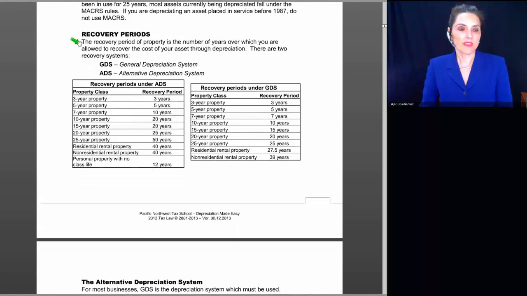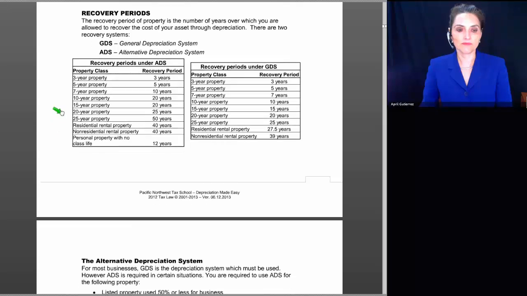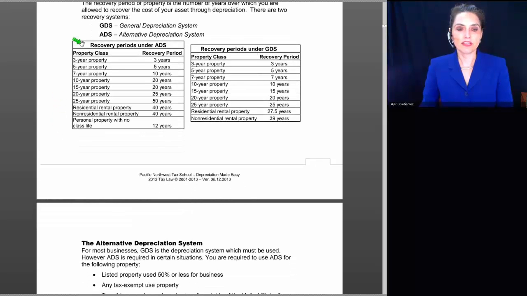Recovery periods. The recovery period of property is the number of years over which you are allowed to recover the cost of your asset through depreciation. There are two recovery systems: GDS, which is the General Depreciation System, and ADS, which is the Alternative Depreciation System. Here we have recovery periods under ADS, and in the next box we have recovery periods under GDS. Most of the time when we're working on depreciating assets, we're operating under the General Depreciation System, and so we would refer to these lives.